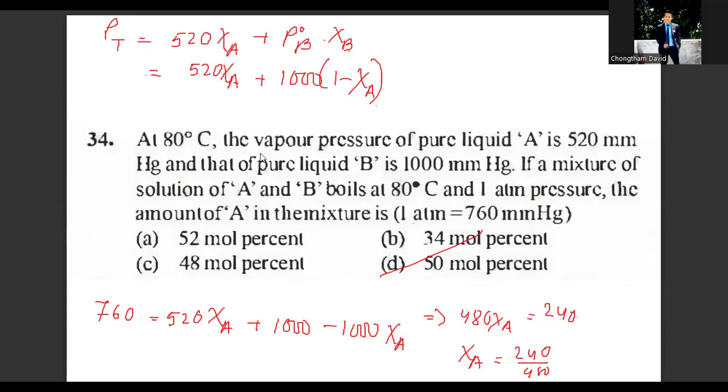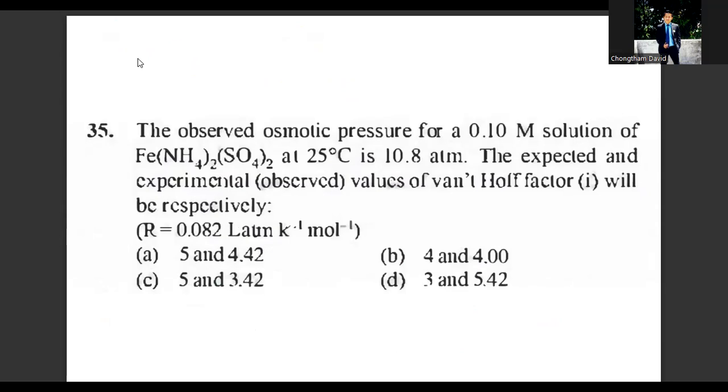Let's read question number 35. The observed osmotic pressure for a 0.1 molar solution of ferrous ammonium sulfate at 25 degrees Celsius is 10.8 atmosphere. The expected and experimental observed values of Van't Hoff factor i will be respectively. So according to the question, you know the relationship PV equals nRT, and you can find out the osmotic pressure pi.